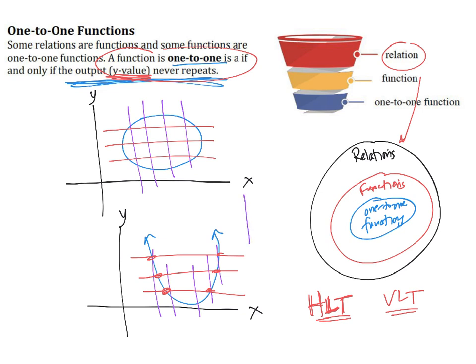An example of a one-to-one function would be a line, right? That's going to pass the vertical line test and the horizontal line test. Another example might be a cubic function if it looks something like that. Or it could be a trigonometric function. Actually, that's false. That doesn't work, my bad. So ignore that last example.